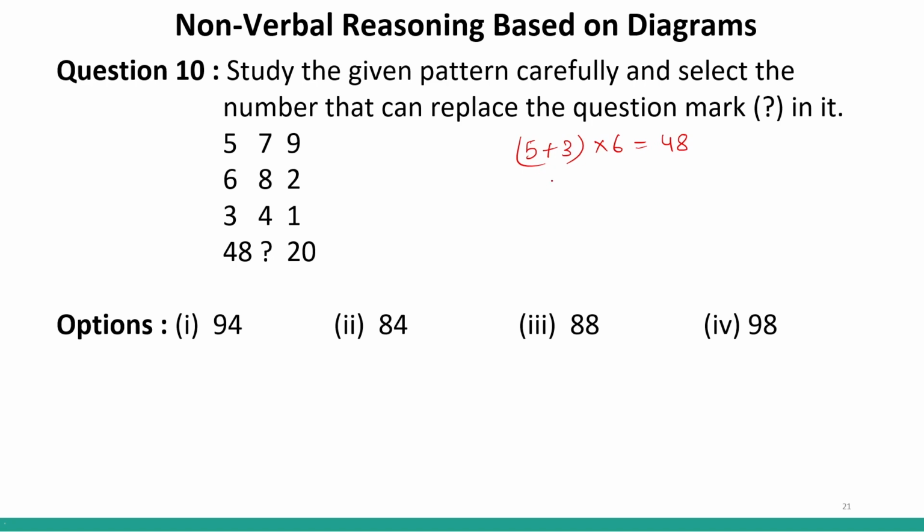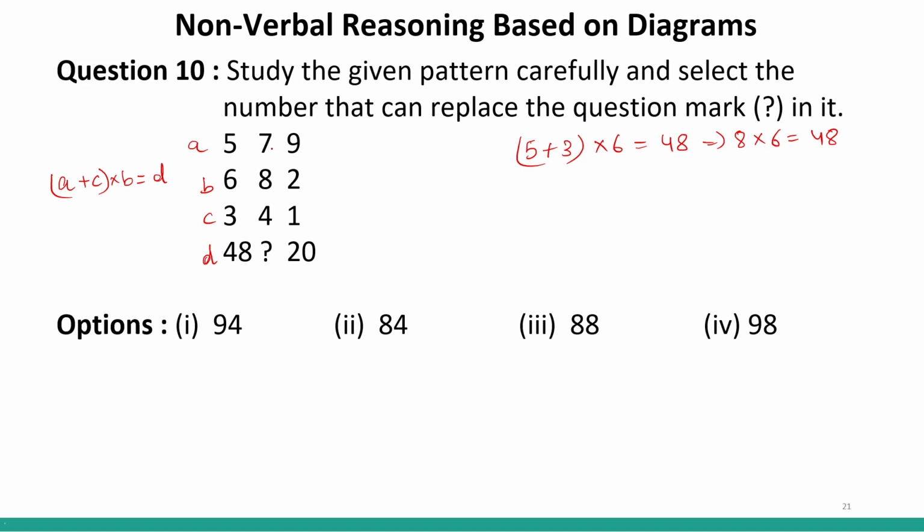Okay, so I can see that this will be what? This will be 8 into 6 will give me 48. So if this is A, this is B, this is C, this is D. The logic is that A plus C into B gives me D. This is D. So the logic is that A plus C into B gives me D. Okay. So this will give me 48.